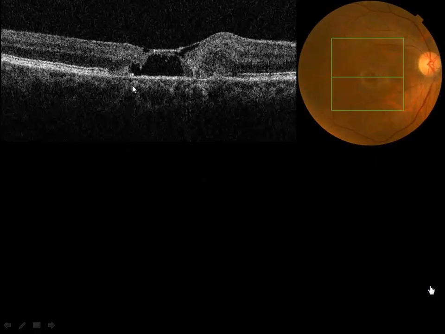Here's another one, again with draping. We'll go back one more time. Draping of the internal membrane right over this area with this tissue missing.